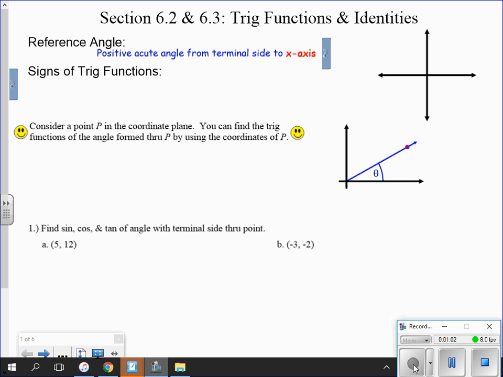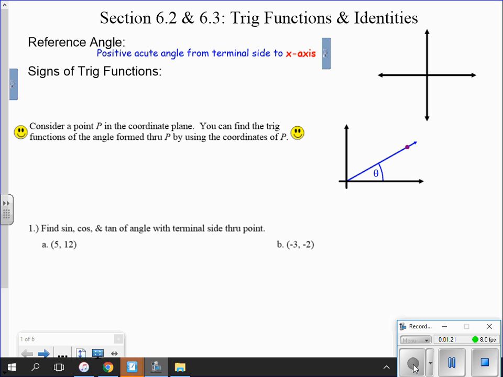Okay, so if you think about what you were watching in the video yesterday, we talked about angles, and every angle in terms of radians can be reduced to something between 0 and 2 pi, and that's what you want to do. And the reference angle is that equivalent angle.